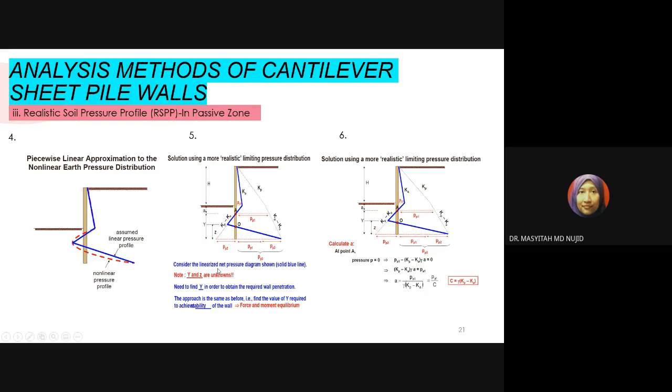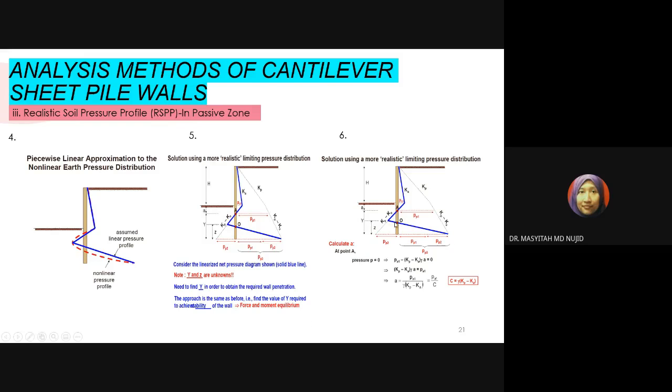So consider the linearized net pressure diagram. Y and Z are unknowns. You see that here? We can have the Z, and also we can have the Y. Y is the height from the toe of the wall to the point A, whereas Z is the height from the toe of the wall to O. We need to find Y in order to obtain the required wall penetration. This approach is the same as before. Find the value of Y required to achieve the length of the wall by using force and moment equilibrium.